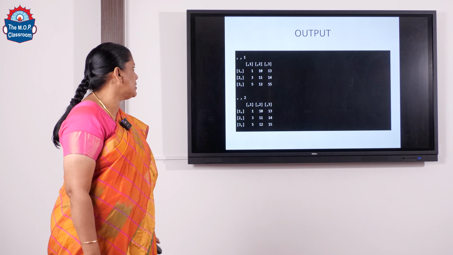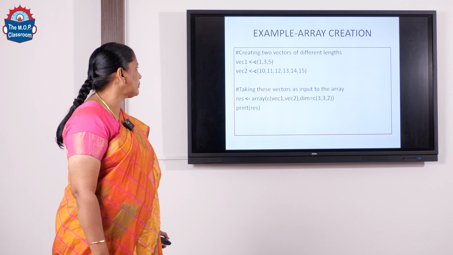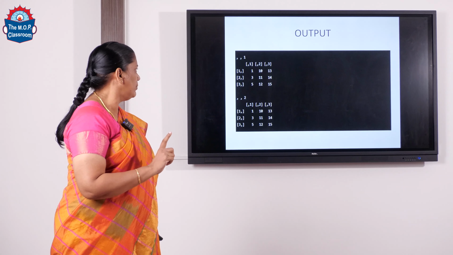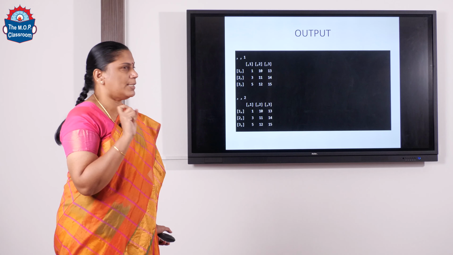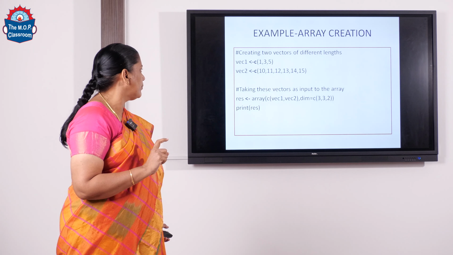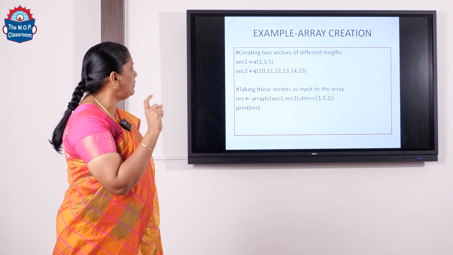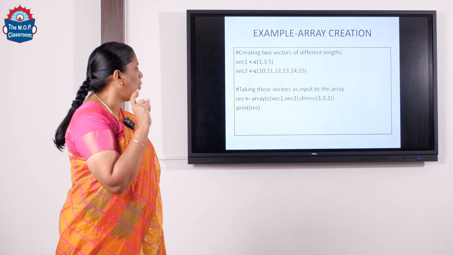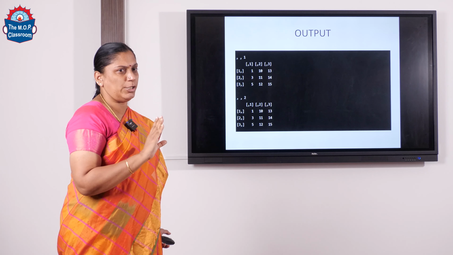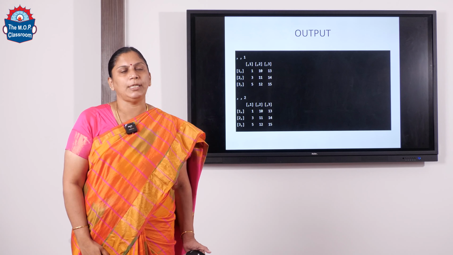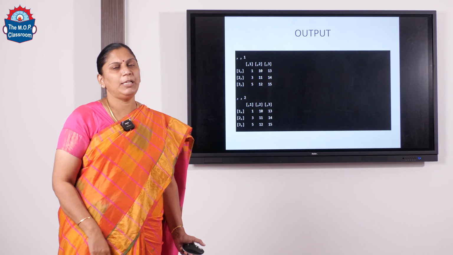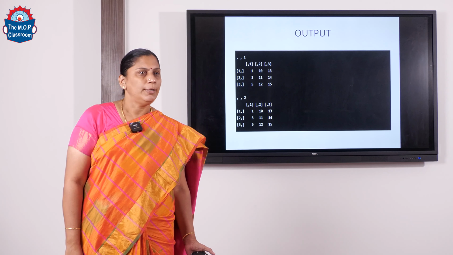So the output will be like this. We had the first vector, 1, 3, 5, which will be printed as the first column, 10, 11, 12 as the second column, and 13, 14, 15 as the third column. So that is the output of this particular array creation. Since we have given dim of 3, 3, 2, we are getting two arrays. The first one and the second one have the same elements, created using vectors of different lengths.